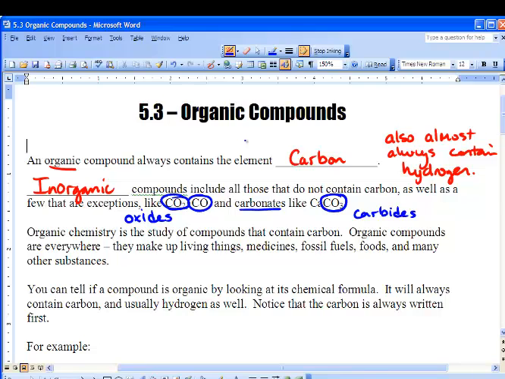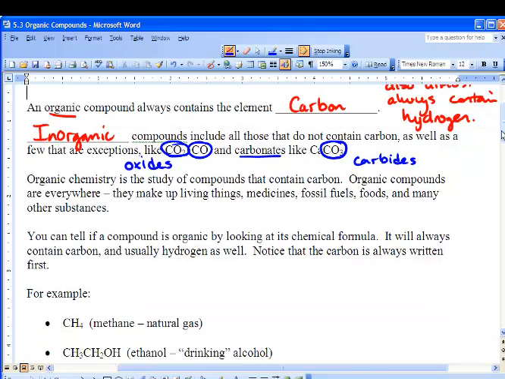Next, organic chemistry is the study of compounds that contain carbon. Organic compounds are everywhere. They make up all the living things. They make up a lot of medicines, plastics, fossil fuels, and a lot of foods as well. If you think you had margarine or butter, guess what? It's an organic compound.